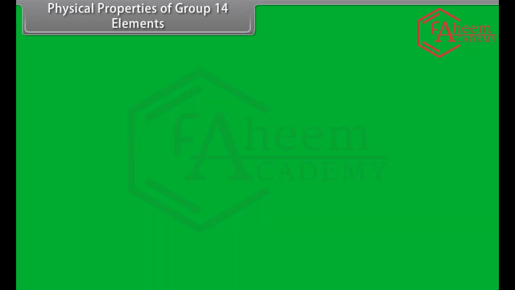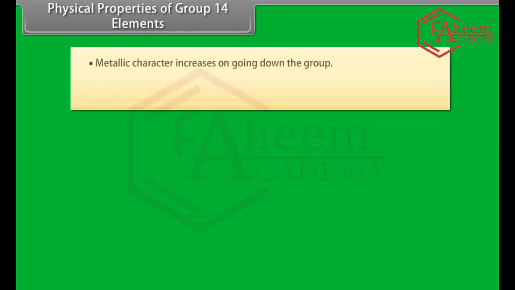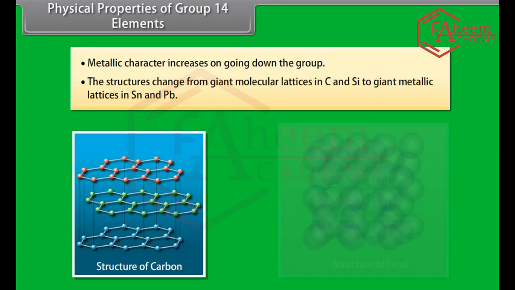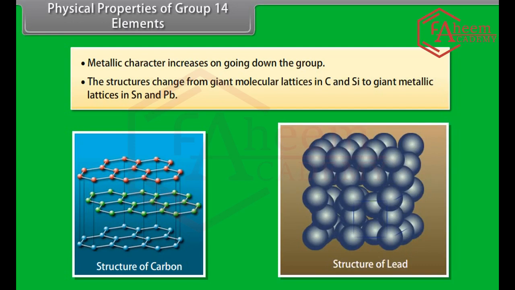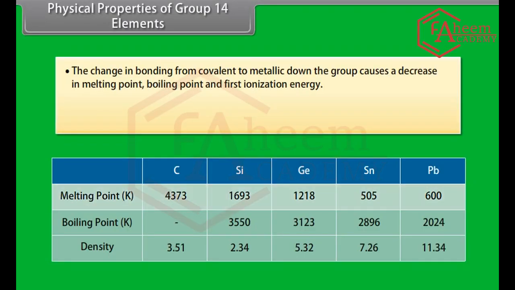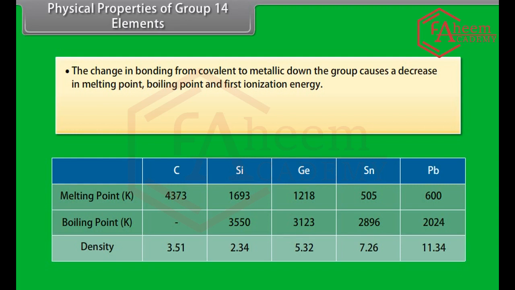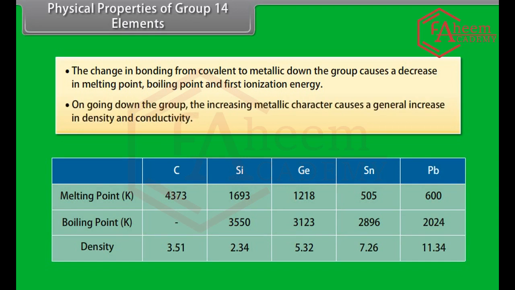Physical properties of group 14 elements. Metallic character increases on going down the group. The structures change from giant molecular lattices in carbon and silicon to giant metallic lattices in tin and lead. The change in bonding from covalent to metallic down the group causes a decrease in melting point, boiling point, and first ionization energy. On going down the group, the increasing metallic character causes a general increase in density and conductivity.